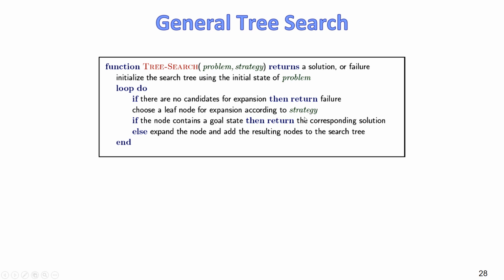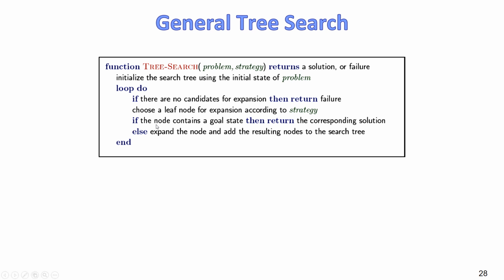So this is where the strategy will be used. That's the only position in the algorithm where the strategy will be used. But it is a very critical decision. Okay, and you will see that it makes a big difference which node to expand next or to explore next. But for the general idea, let's assume that we have the strategy, and the strategy will choose for us the node that we will expand.